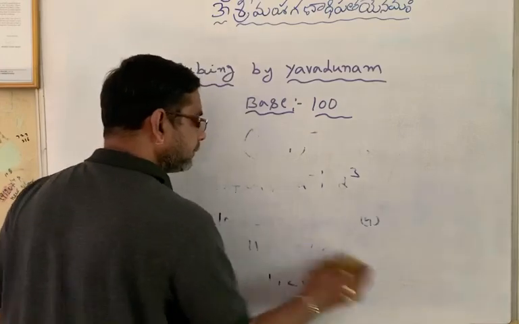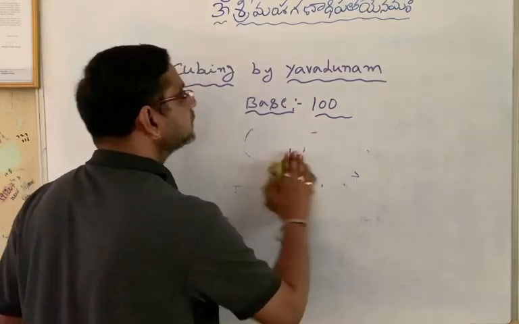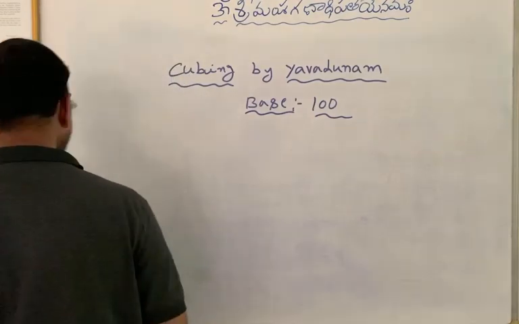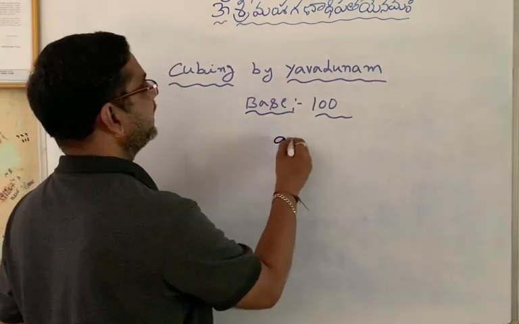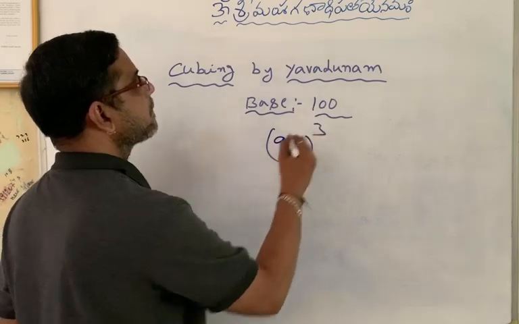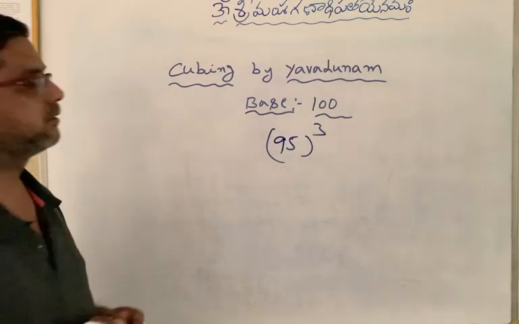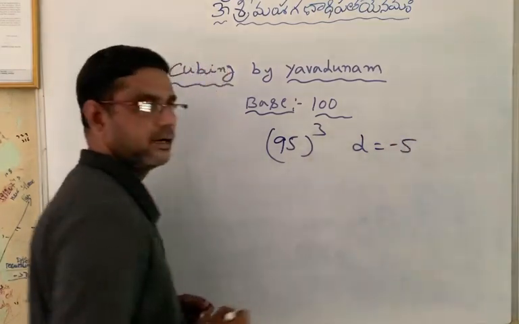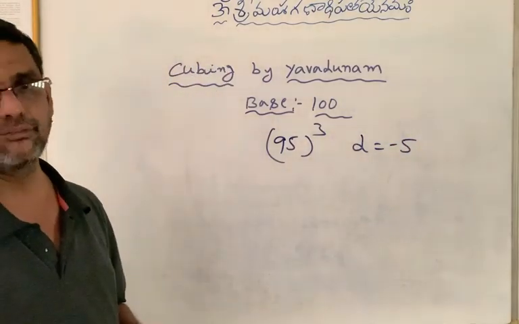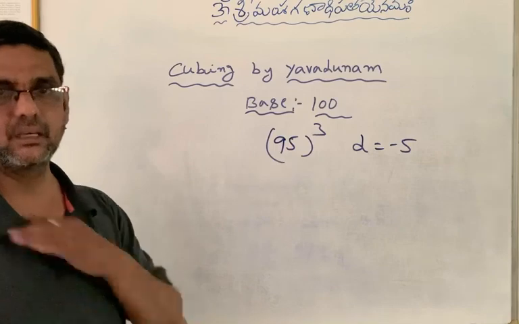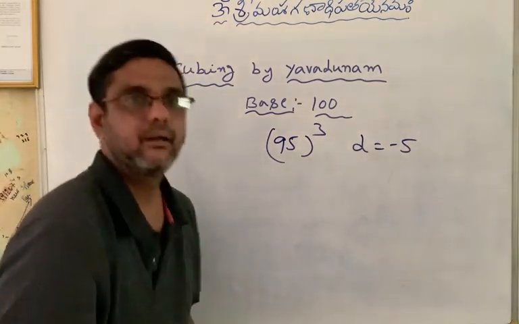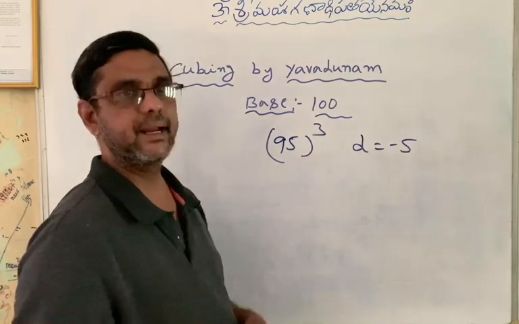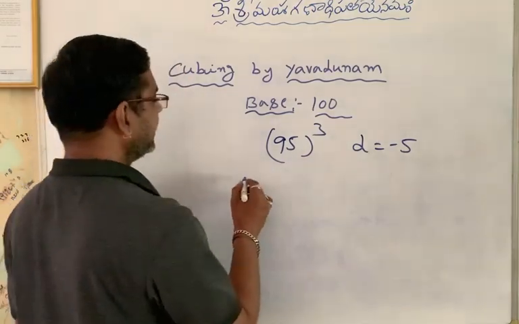Now consider another number which is below the base 100. Let it be 95 cube. Here the deviation is negative 5, because 95 is 5 less than 100. So the deviation is negative. Once again I am writing the formula.